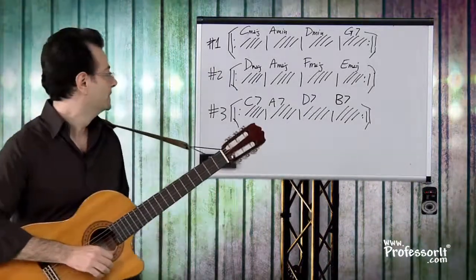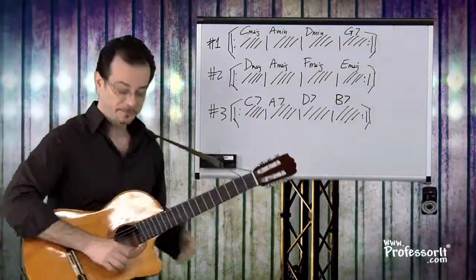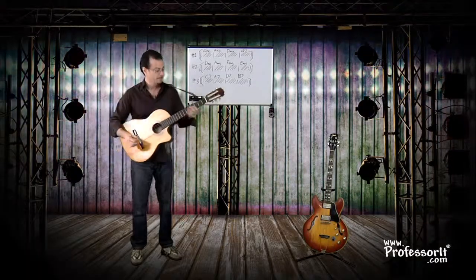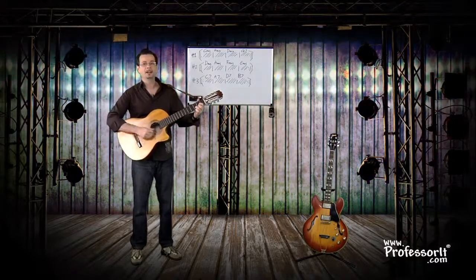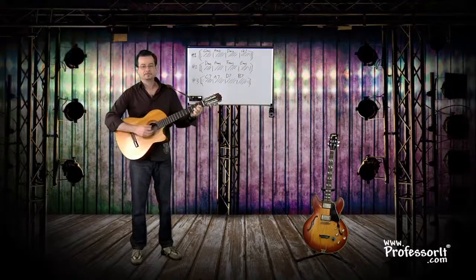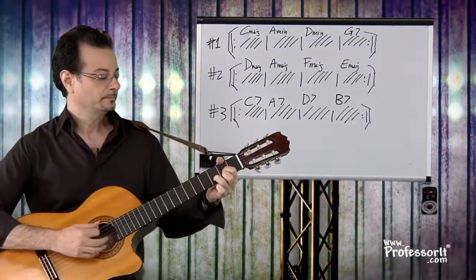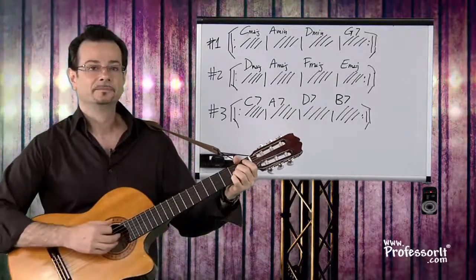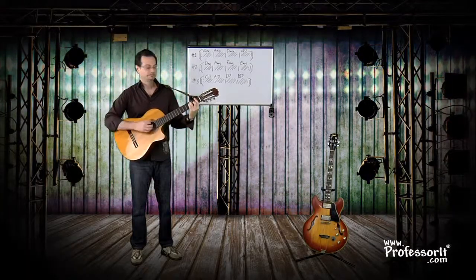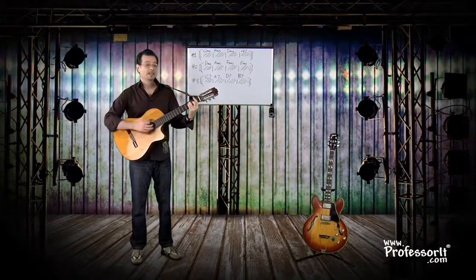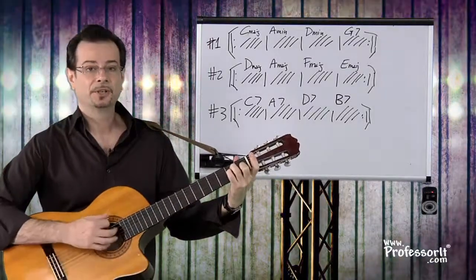Okay, very well. Now progression number 2. Get ready. Here we go. And 1, 2, 3, and 4, and D major. To A major. To F major. Slide back, E major. Very good.